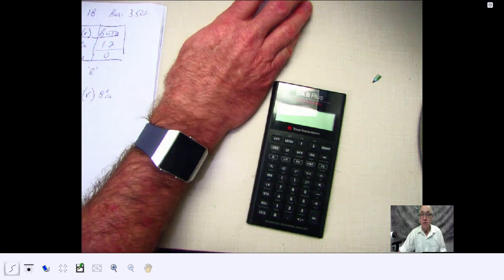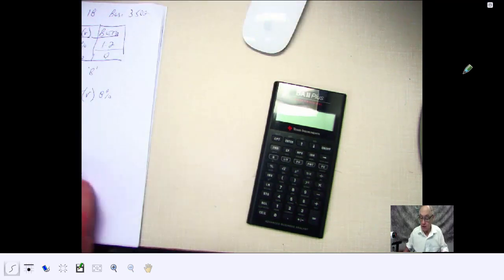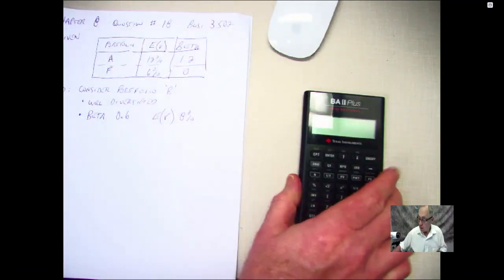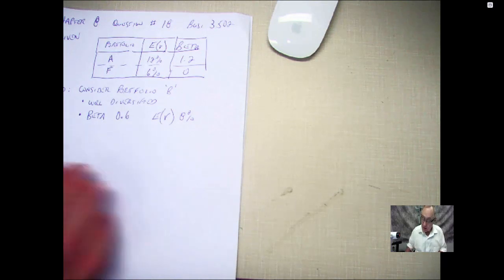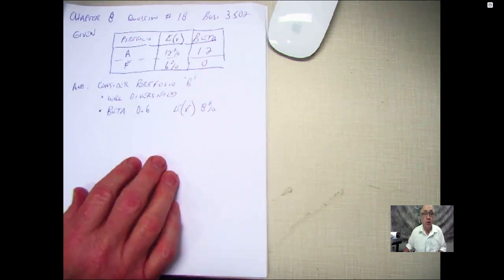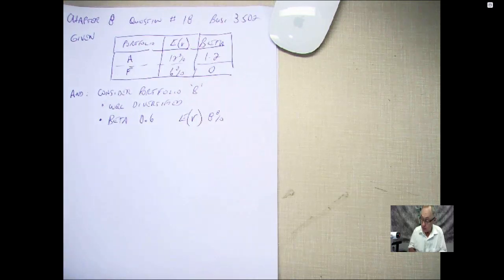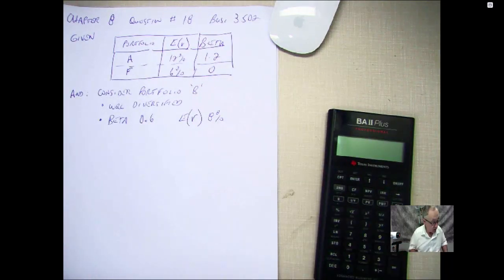This is Business 3502 and another example for our textbook questions. Revisiting Chapter 8, this is question number 18, and we're given some information in this question. First, consider two portfolios based on the markets.